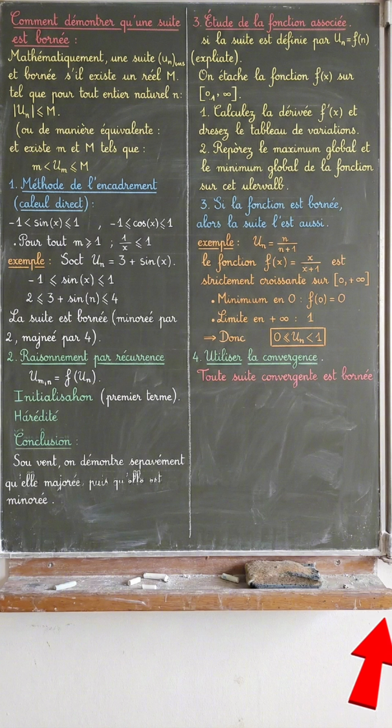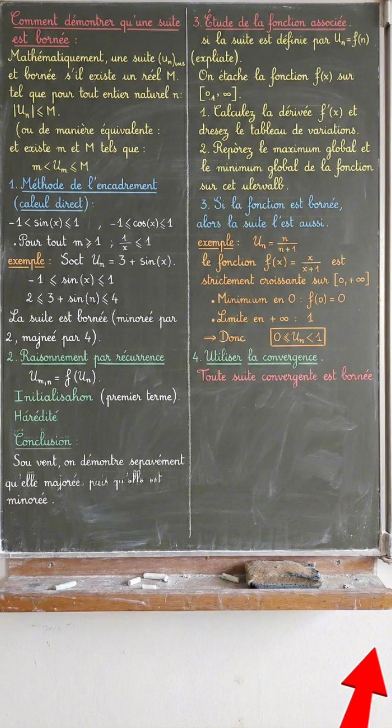What does it mean to study a function? It means we find its derivative, what its value is, and we create a variation table. And we identify the global maximum and the global minimum. Then we can say the sequence is bounded by that global maximum and that global minimum. So there's nothing to it.